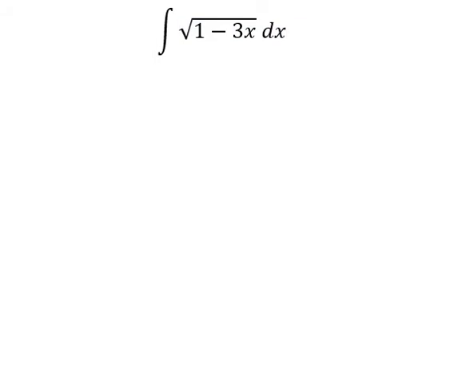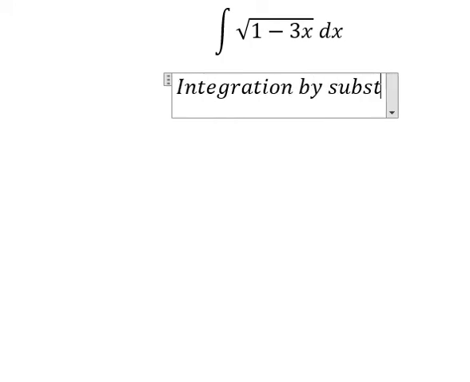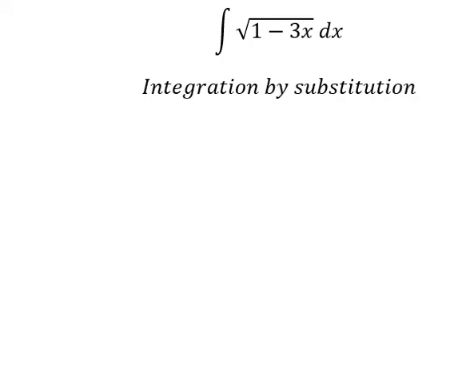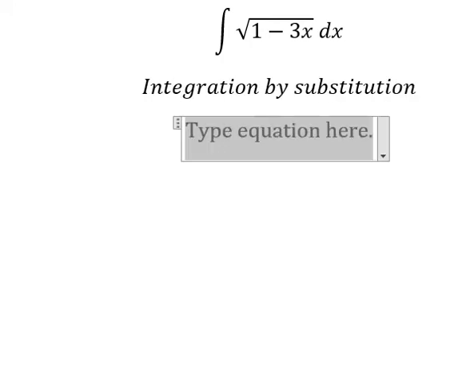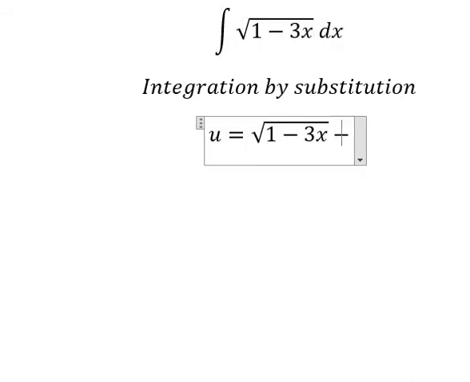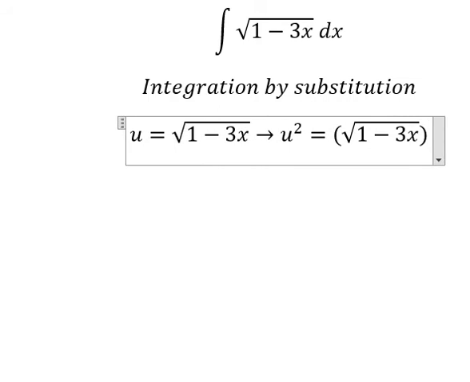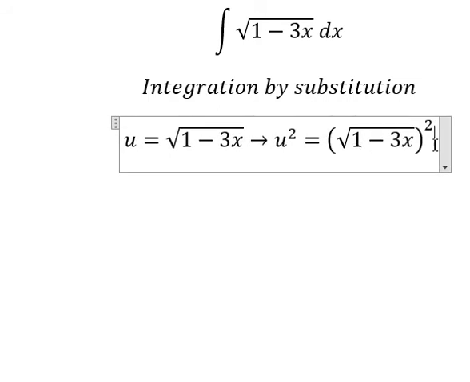The topic today is about integration. So now I want to show you how to answer. We need to use integration by substitution. So I will put u equals to this one. So we put the power 2 for both sides to cancel the square root.